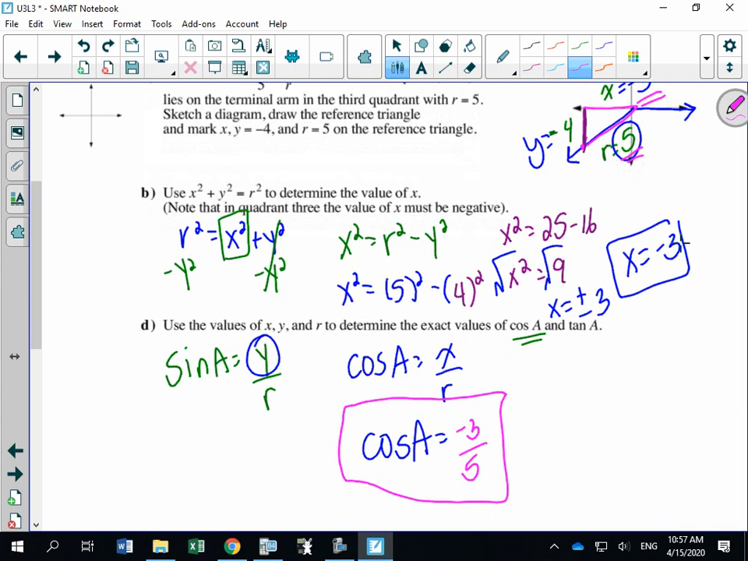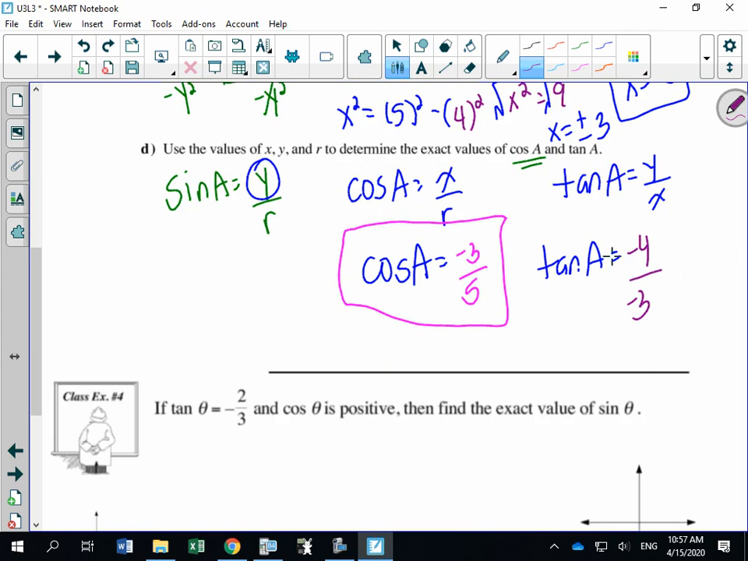What is the tan of A? So tan of A, tan is y over x. So the tan of A is equal to, what was y? -4 over x, which is -3. If you were in class and I said, okay, what's -4 divided by -3? What's two negatives? Hopefully you would say that makes it positive. Tan of A is equal to 4 over 3.